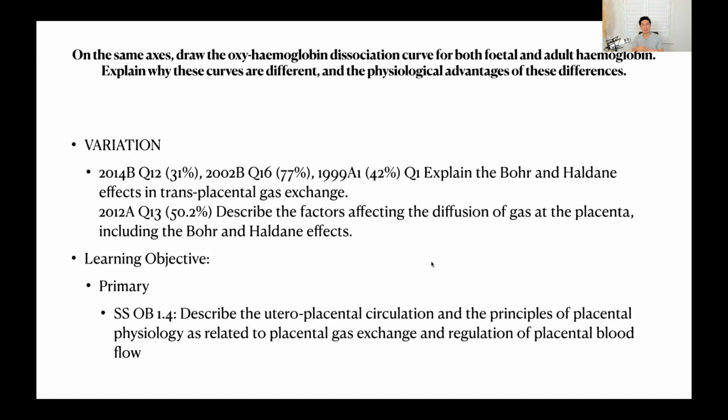Just thinking about it, it actually lends itself quite easily to a very nice structure. So diagram first, and then after that, expansion of the ideas on why those curves are different. This is based on objective SSOB 1.4, which is describe the uteroplacental circulation and the principles of placental physiology as related to placental gas exchange and regulation of placental blood flow.